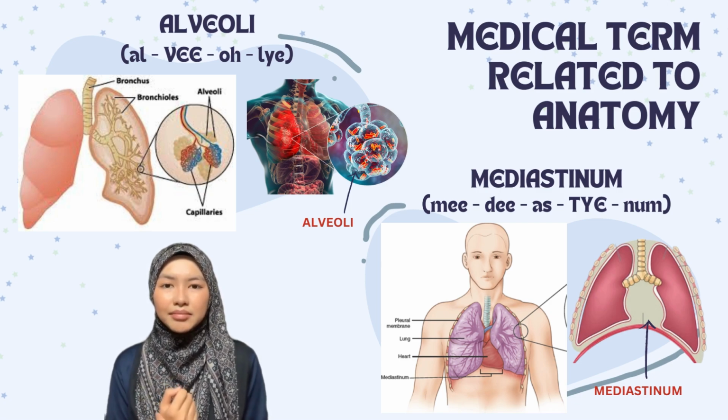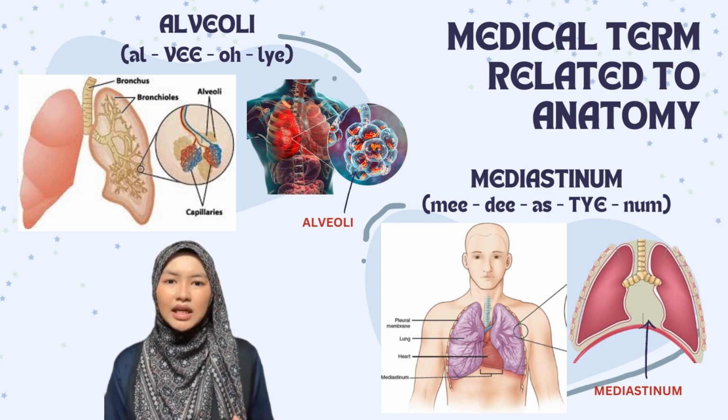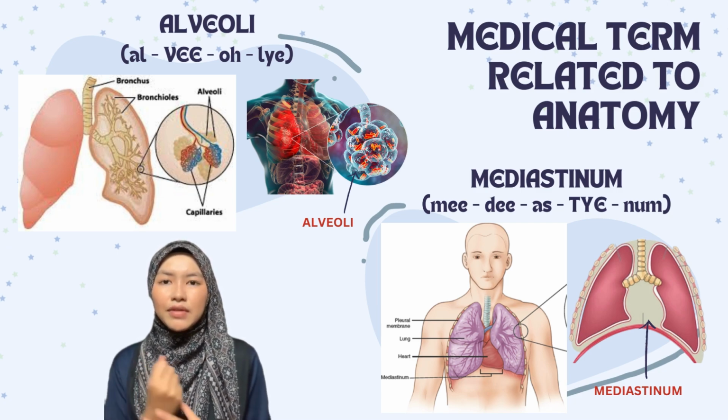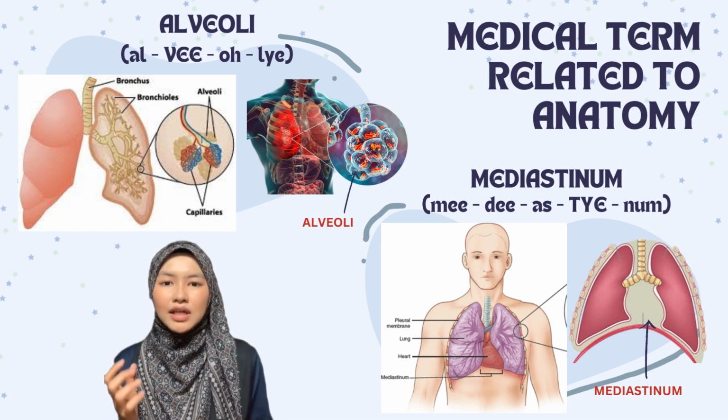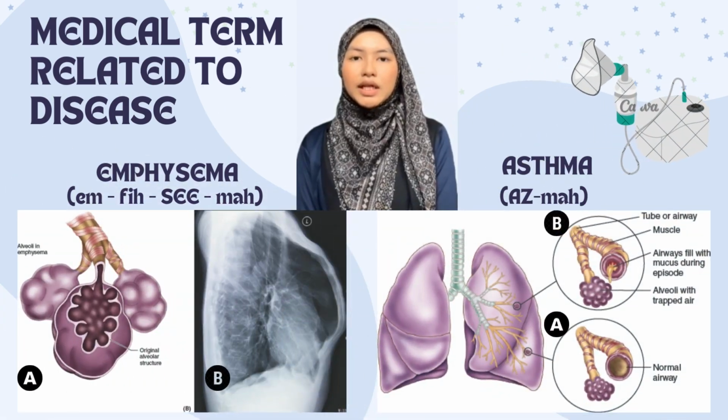Next, mediastinum. The mediastinum is the middle section of the chest cavity and is located between the lungs. This cavity contains connective tissue and organs, including the heart and its veins and arteries, the esophagus, trachea, bronchi, thymus gland, and lymph nodes. Next, we will take a look at the medical terms related to disease.